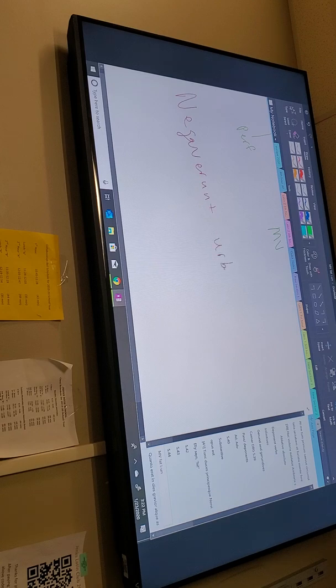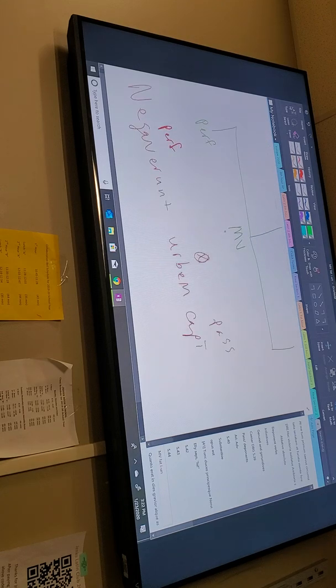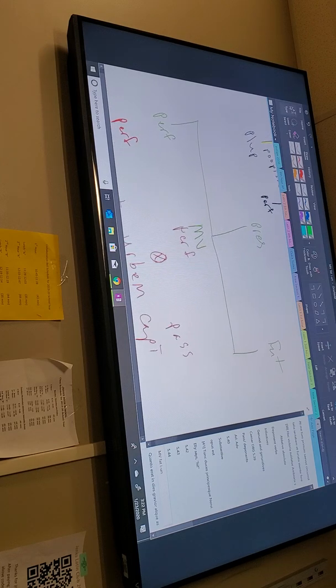Negaverunt urbem capi. So the key here is that this is passive. Yes? This is still perfect. So that means that on our timeline, my main verb is now perfect.